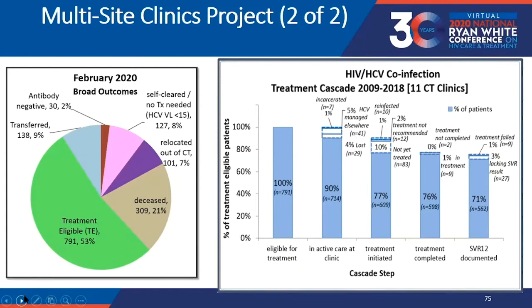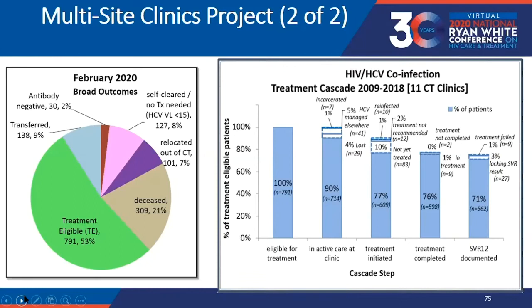There were 791 people, or 53% of that original 1,496, who truly looked like they were eligible for treatment. On the right-hand side of this slide, he generated a cascade of care. So looking at that 791, 90% of them are in active care at the clinic. We excluded the incarcerated people, people who are managed elsewhere, and people who got lost. And then that left 77% of those folks who actually had treatment initiated.